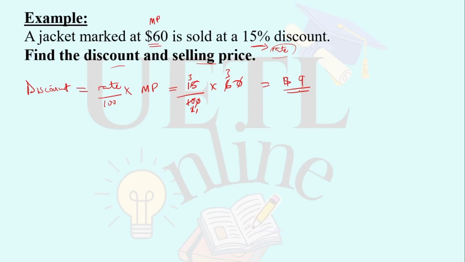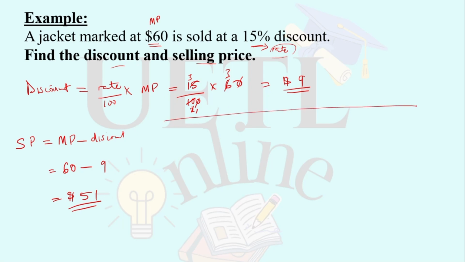The next thing is to find the selling price. To find the selling price, I said you take the marked price and subtract the discount. Our marked price is $60 and our discount is $9. So our selling price is $51. This is the price you are going to pay. So that was this question. Make sure you remember this.